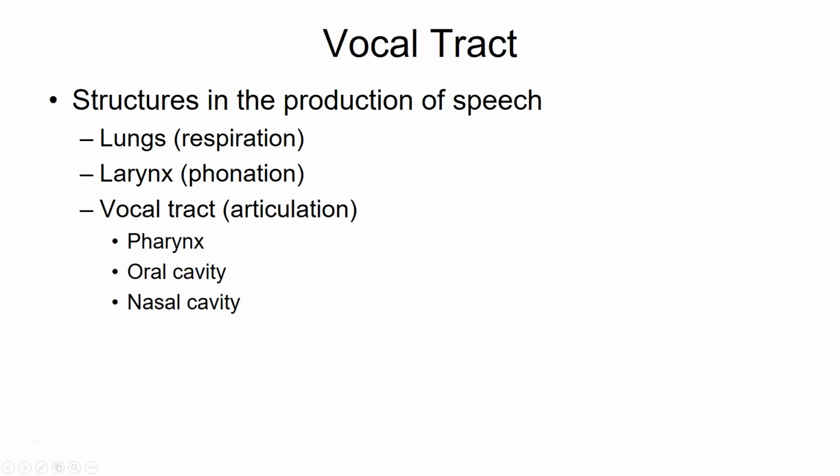The vocal tract is the set of structures involved in the production of speech. This starts with the lungs, providing energy through respiration, through the larynx, which can modify that airflow to create sound with phonation, and into the vocal tract proper, where articulation happens. That includes the pharynx, oral cavity, and nasal cavity.